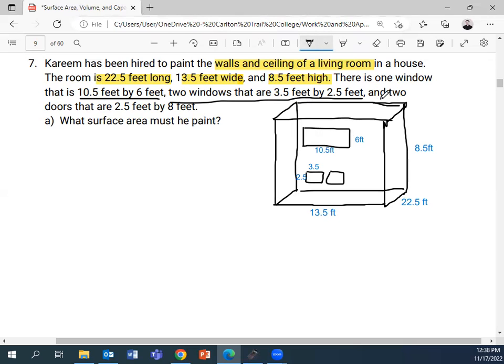And then we also have two doors that are 2.5 by 8 feet. I'm just going to throw my doors here on the side like that. So throwing my two doors on each side. Straight line, slanted line, straight line. Put a little doorknob so we know. And each door is 2.5 feet wide and 8 feet tall. So it makes sense you're going to have a taller door. By 8 feet.